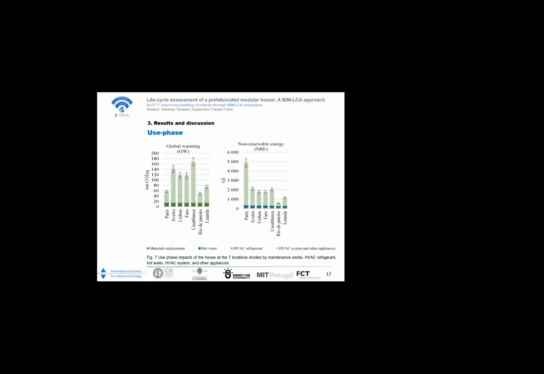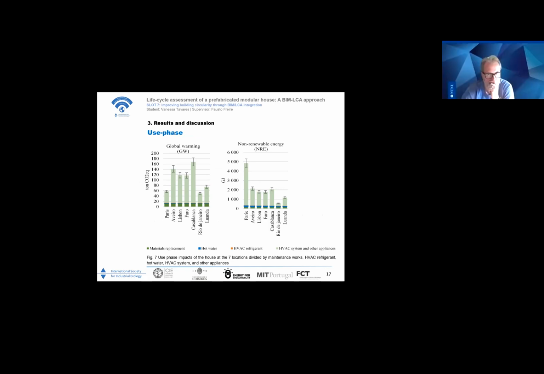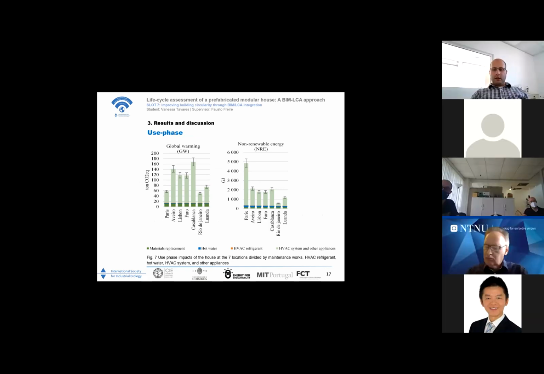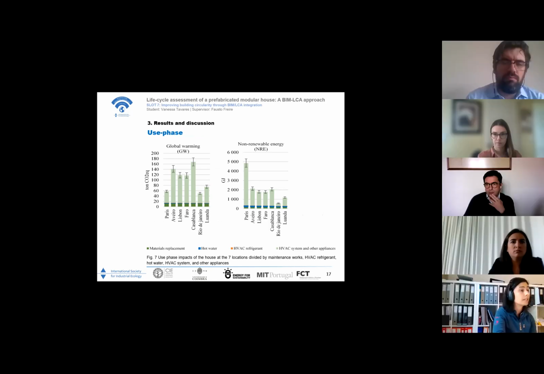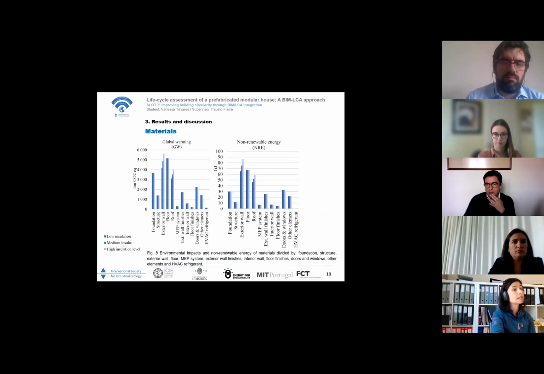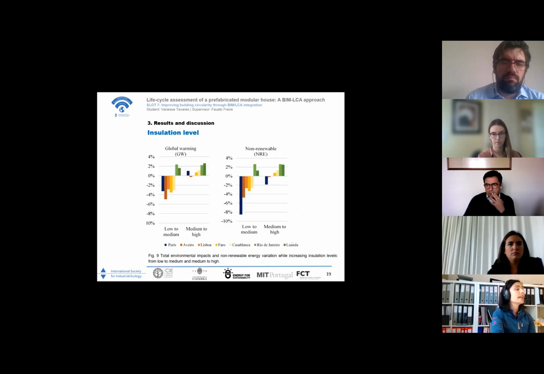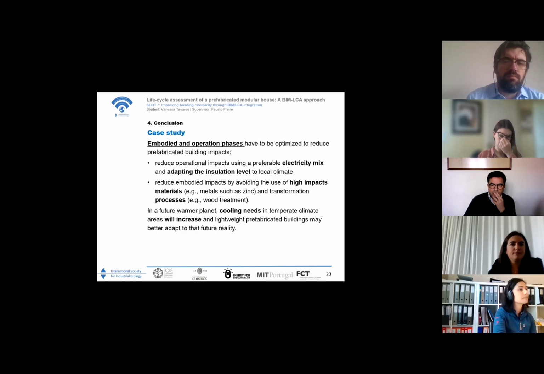Here we have the use phase in detail, with the HVAC system and appliances having the greater impacts, and the impact of materials with different insulation levels per element. We can see how increasing the insulation level could affect impacts, and that it can have a positive impact in Paris, Aveiro, Lisbon, and Faro, but not so positive in warmer cities.